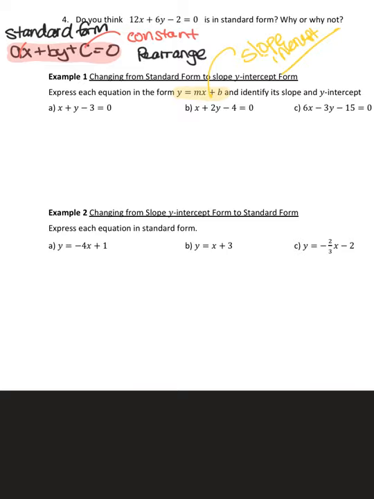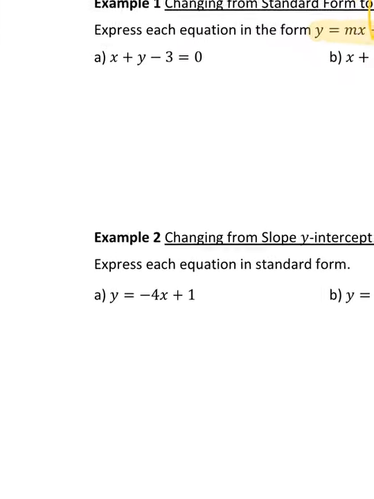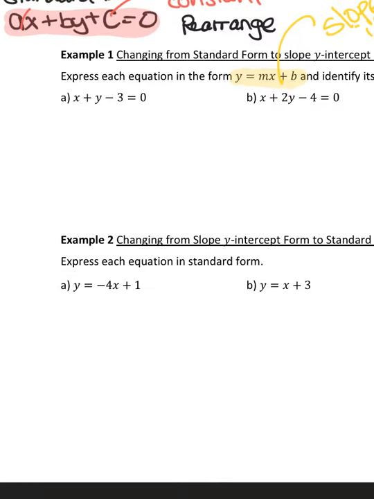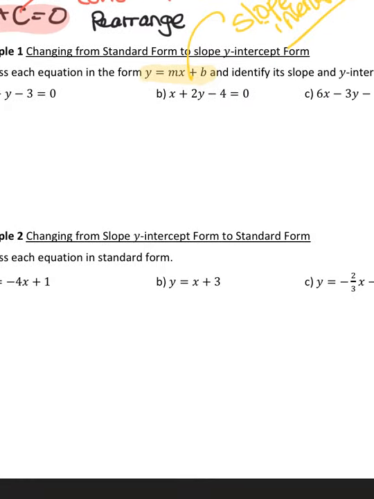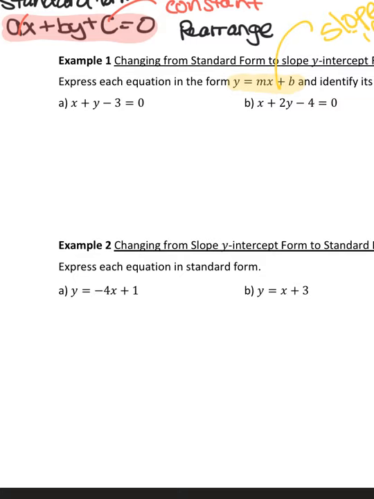Okay, so let's look at this. If I have x plus y equals 3, or x plus y minus 3 equals 0, and I want to know if this is in standard form or slope-intercept form, I can see that everything is on one side of the equation, which means that it's standard form. And I want to rewrite this so that now it's in slope-intercept form. So I want to rewrite this so that it's y equals.